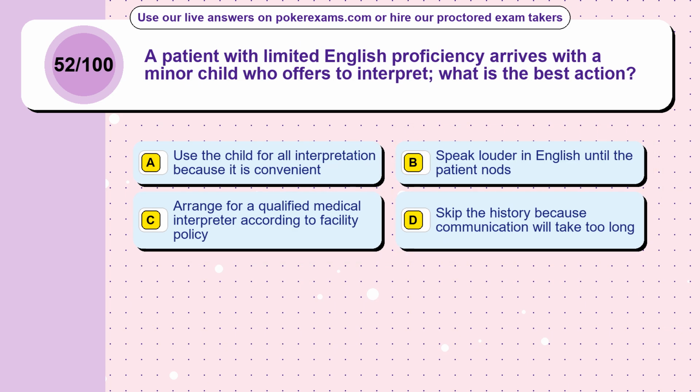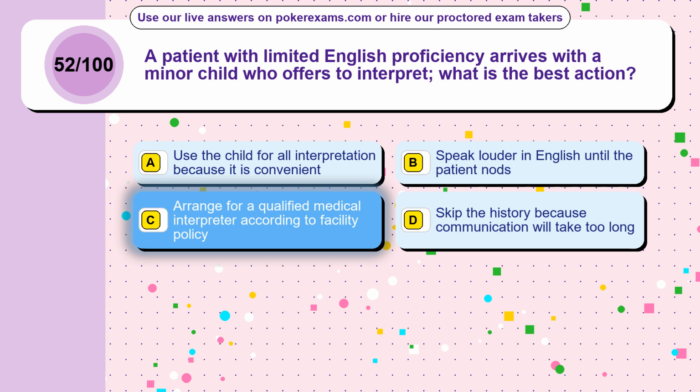Question 52. A patient with limited English proficiency arrives with a minor child who offers to interpret. What is the best action? Option A. Use the child for all interpretation because it is convenient. Option B. Speak louder in English until the patient nods. Option C. Arrange for a qualified medical interpreter according to facility policy. Option D. Skip the history because communication will take too long. The correct answer is option C.